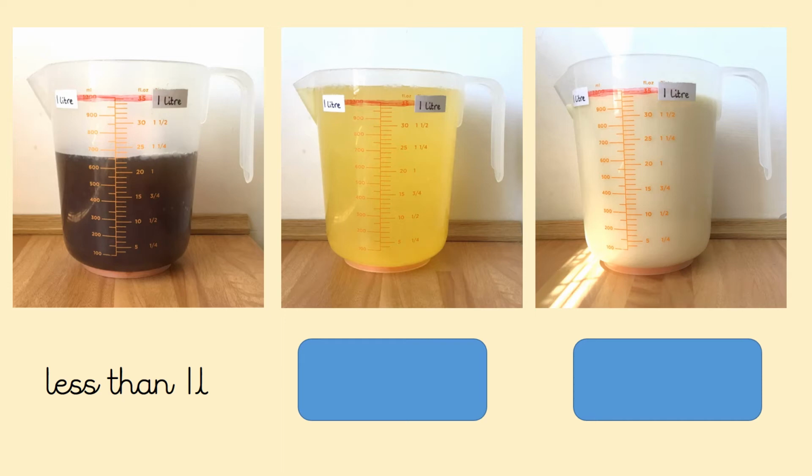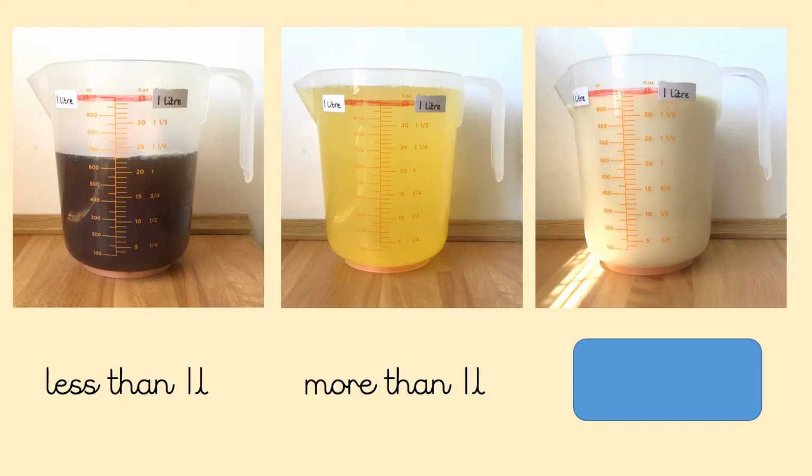Let's move on to the juice. So let's see, here's our 1 litre line. Get my red dot. Here's our 1 litre line, and here's our juice line. So what do we think? Is this more than 1 litre or less than 1 litre? Well, the juice line is higher than the 1 litre line, so this must be more than 1 litre.